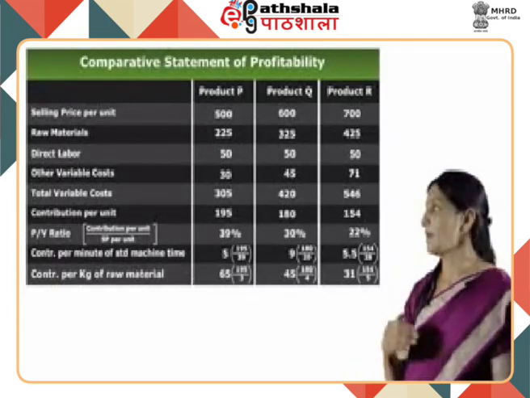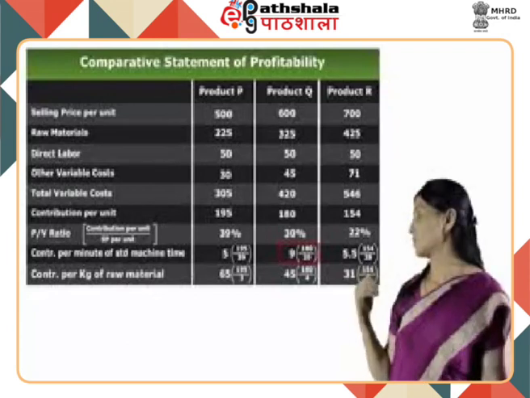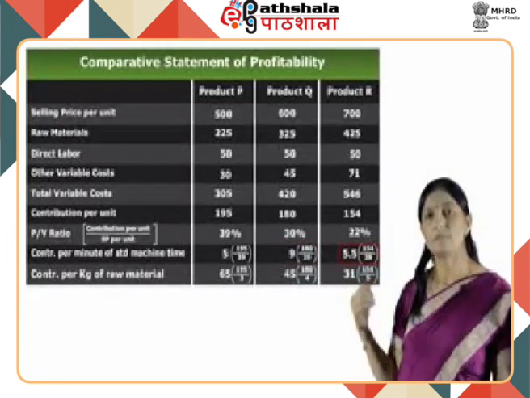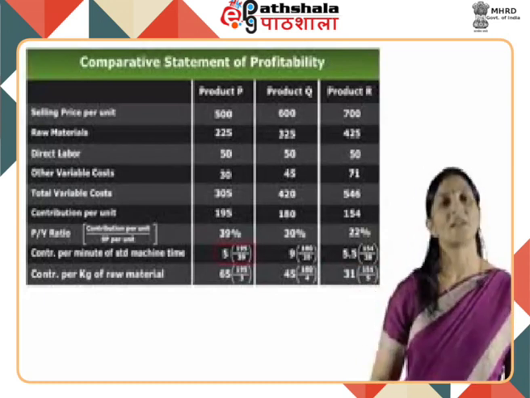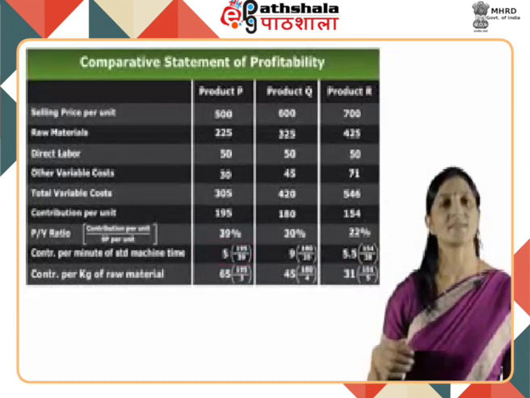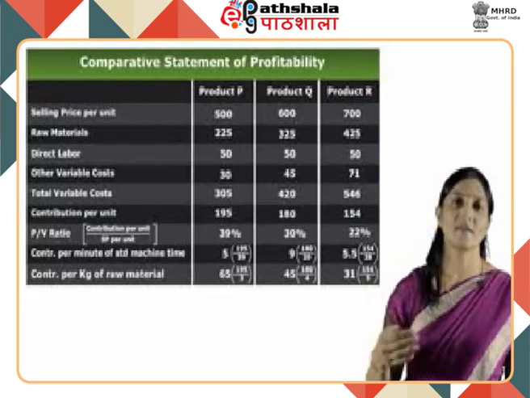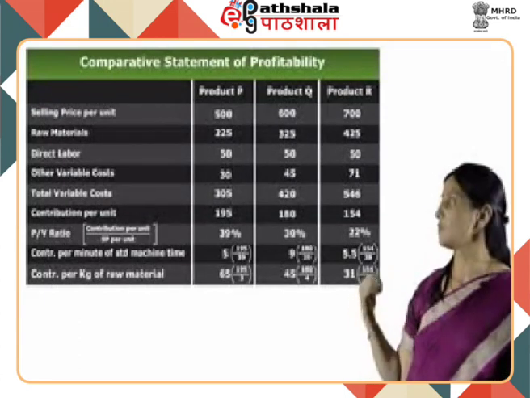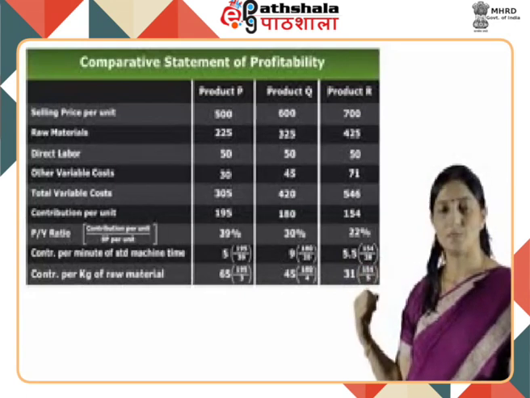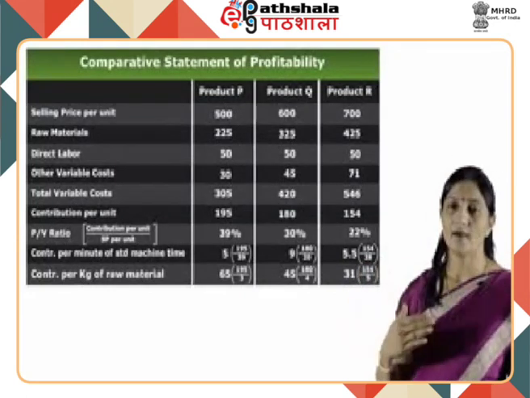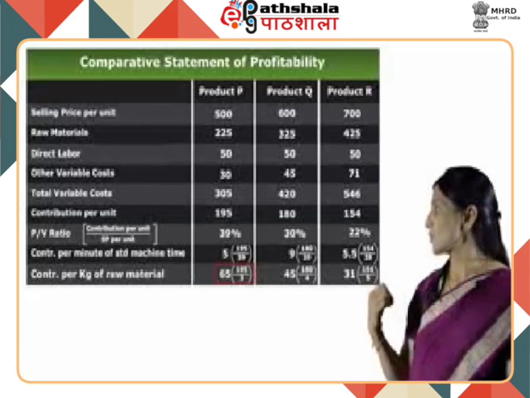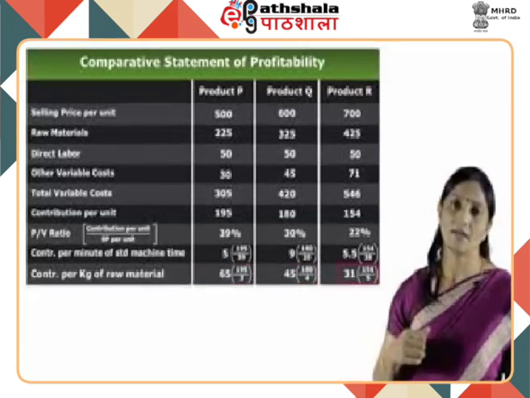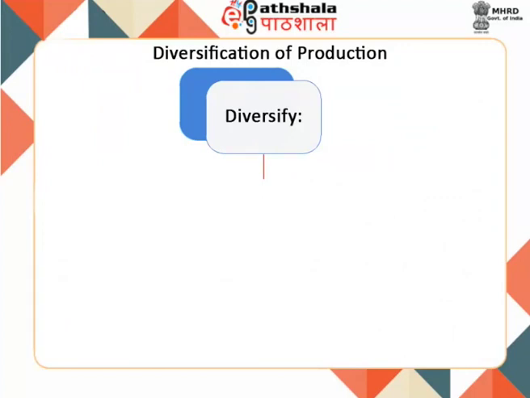And here we see that in that case, product Q is the most profitable, product R comes next, and then product P is the last. And when raw material is considered as the limiting factor, in that case, looking at contribution per unit of the raw material required to produce 1 unit of the 3 products P, Q and R, we see that product P is the most profitable, product Q comes next, and then product R. Diversification of production.